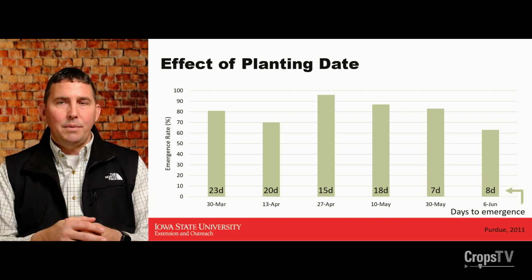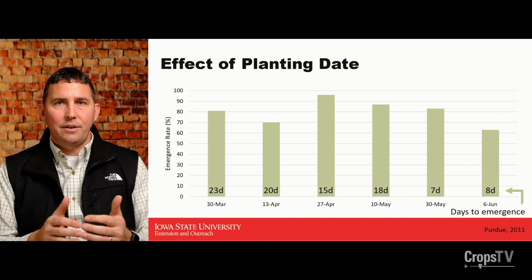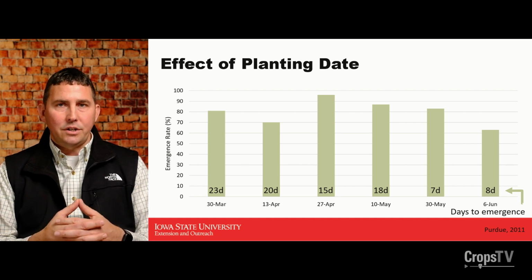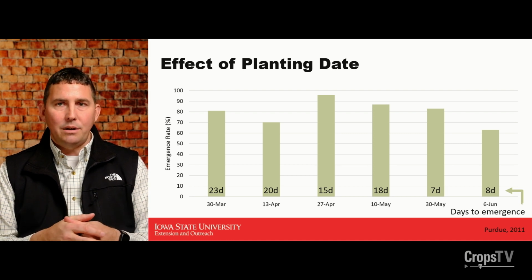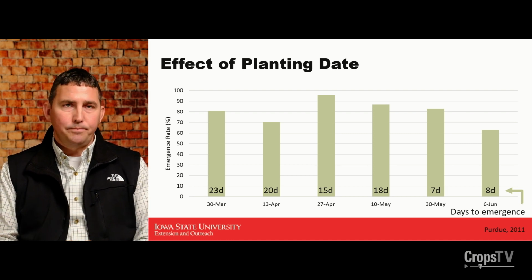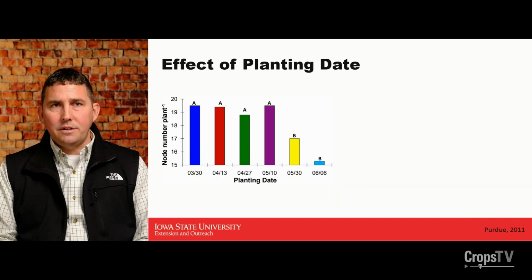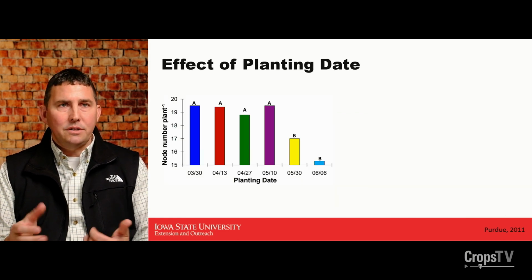And then in that May 30 to June 6th timeframe, you see that emergence rate does drop off a little bit. Part of that's just because it was a little bit drier spring conditions. But again, note that they did germinate and emerge relatively quickly. So the other part of this is, when we plant that early, what happens?